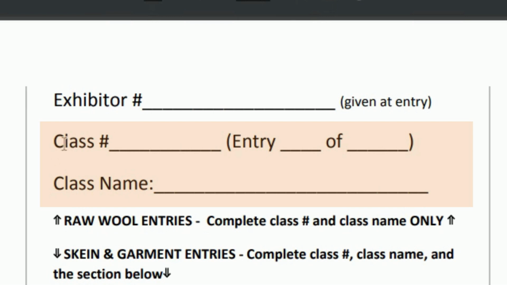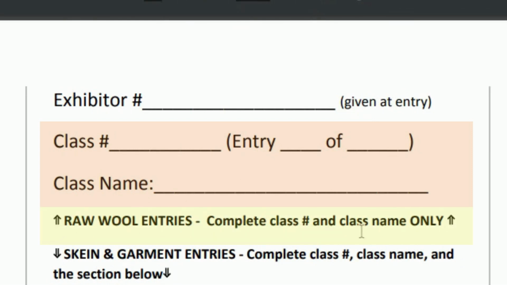Right here is where it starts. The class number and the entry, is it 1 of 10, 2 of 10, and so on. And then whatever the class is, you're going to write it out. Excuse my paper shuffling. For example, if I have 5 spinner samples for giant Angora wool, I'm going to have C1. That's for giant and spinner sample. And then I'm going to write that out here, C1. And I'm going to put spinner sample so there's no confusion.